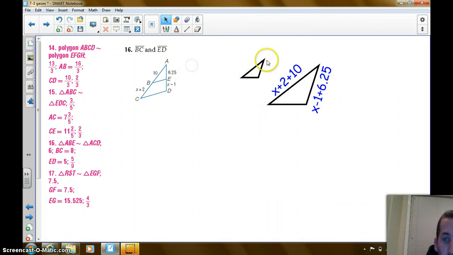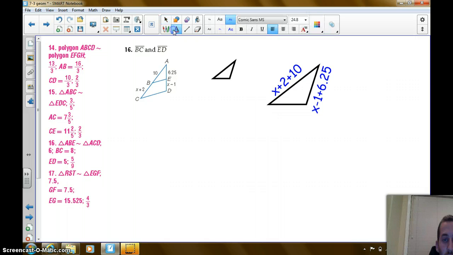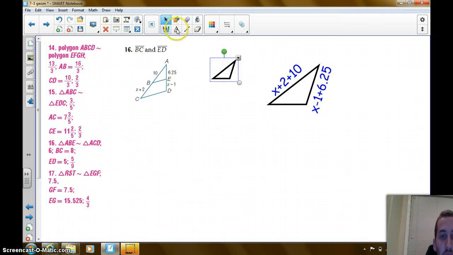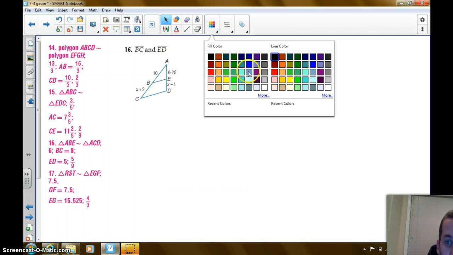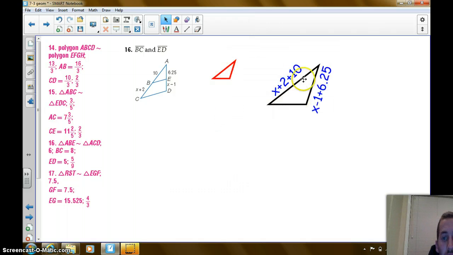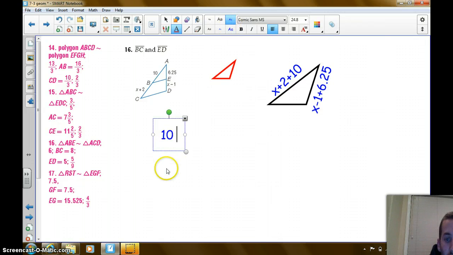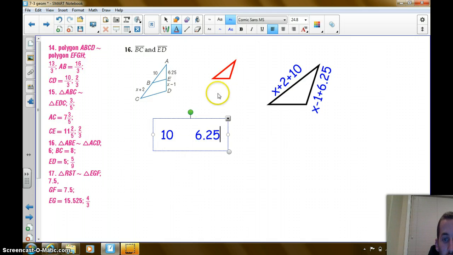It's 10 and 6.25. So what we're going to do is, again, just set up our fractions. I'm going to combine my terms and make it hopefully a little simpler. We'll make this one red, so this is our red triangle, and this one was our blue. So we're going to have 10 and then 6.25, and we'll change all this to red. So this is our red one.